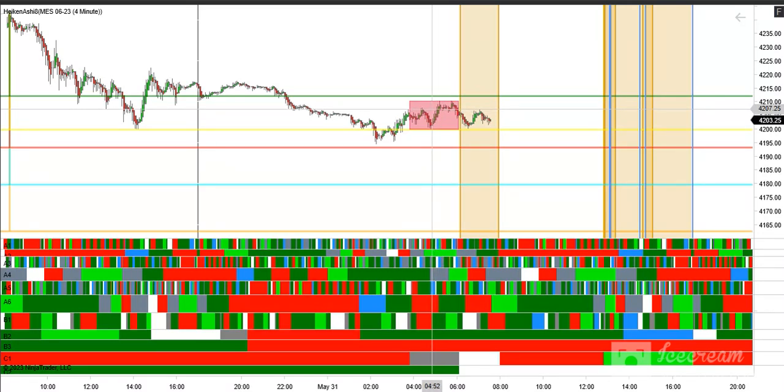So we need to see a new high or new low outside of that area before this window ends to take a trade. Right now the volatility is low and it doesn't look like we're going to get that before this window ends about 8 o'clock. So the key window then will be this afternoon.